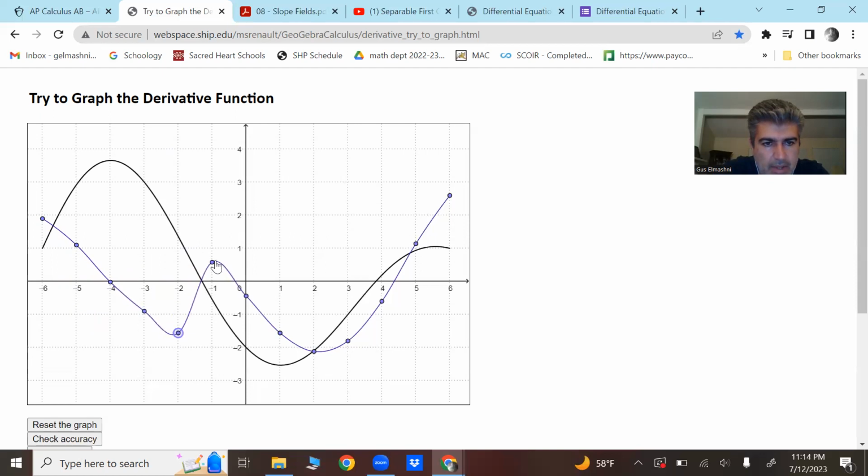At -1, it's probably about the same steepness as at -2. At 0, it's getting a little less steep, then 0 at 1. At 2, it's probably about a fraction, maybe about half as the slope there. At 3, probably about 1. 4, probably about 1. 5 is getting a little less steep, and 6, probably slightly negative.